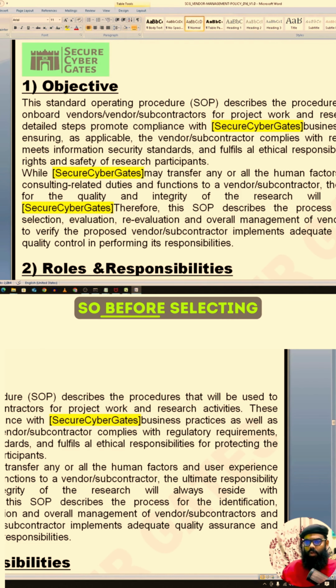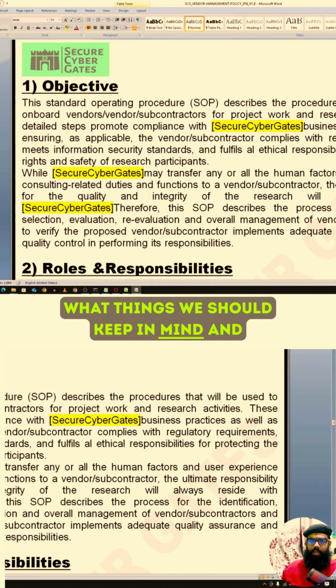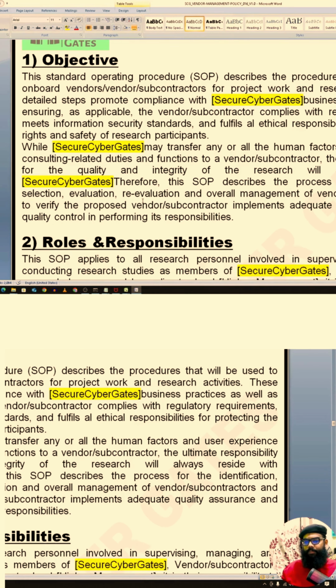Objective. Before selecting any vendors, throughout the vendor life cycle, what things we should keep in mind and what things we should follow is listed under this policy.